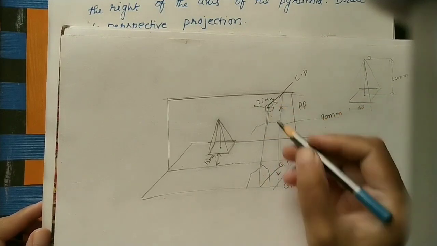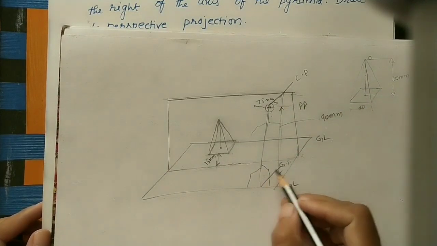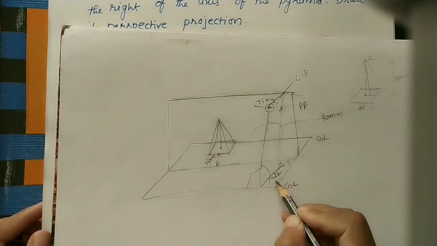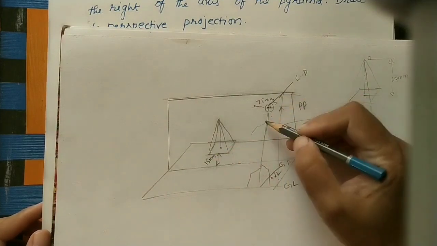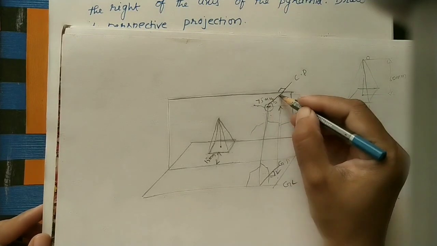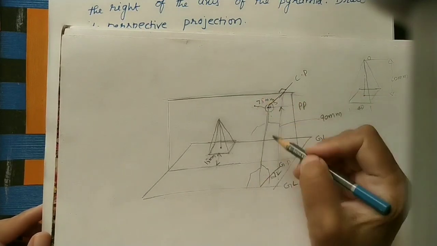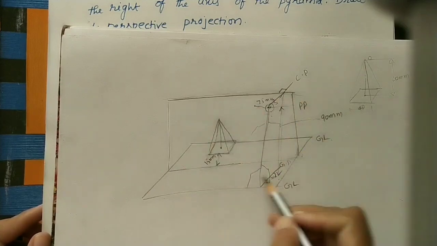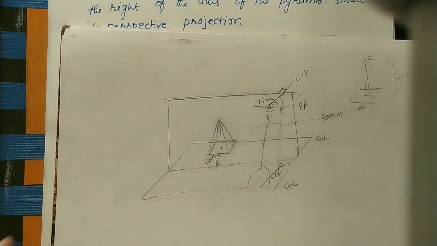This center plane is perpendicular to this horizontal plane. Okay, that is 90 degrees. This angle is 90, and it is also perpendicular to this picture plane. So if you are taking this angle, like a door it is. This is perpendicular to the center plane, this PP as well as this horizontal plane. Okay, center plane is there. Where is the center plane?